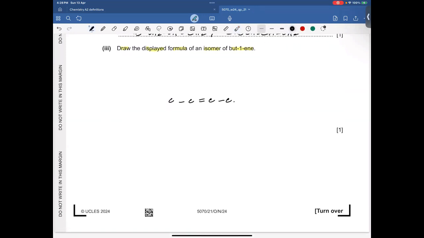ये डबल बॉन्ड यहां आ गया, ये 2 हाइड्रोजन ऑलरेडी थे, एक शिफ्ट होकर आया, ये हाइड्रोजन ऑलरेडी था, ये भी हाइड्रोजन ऑलरेडी था, ये हाइड्रोजन और ये हाइड्रोजन एज इट इज. So that's but-2-ene. Okay. So both butene and but-2-ene are isomers of each other.